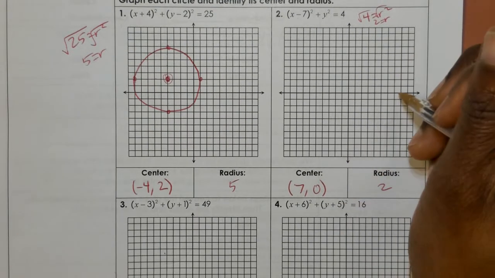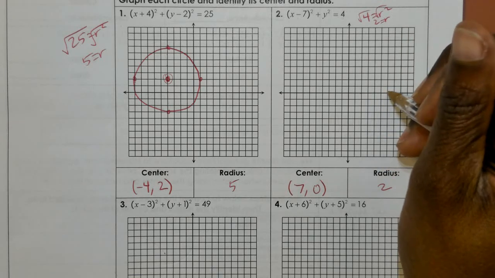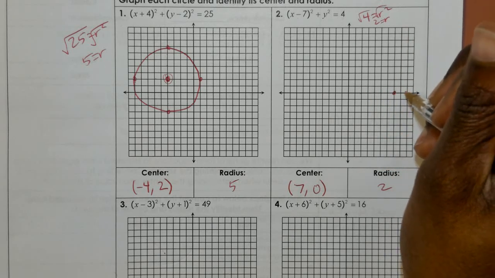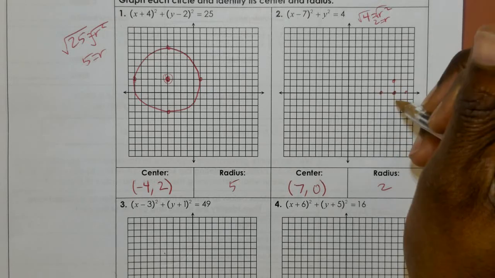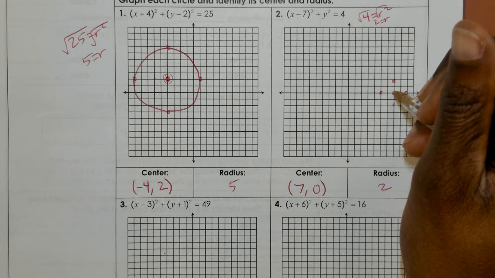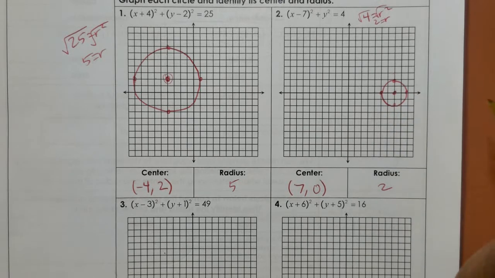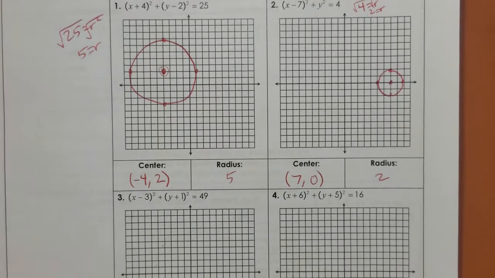Okay, on this one, (7, 0) was my center. I'm going to go 2 units away in every direction. So 2 units right, 2 units up, 2 units left, 2 units down. And connect those as best I can. And that would be my circle equation.